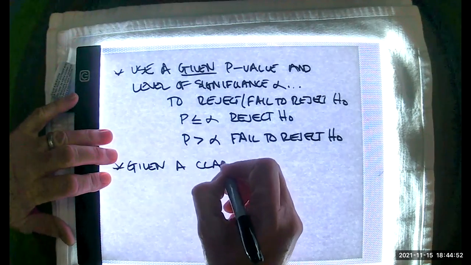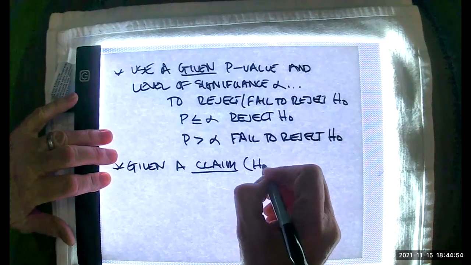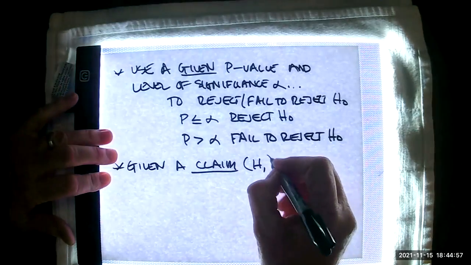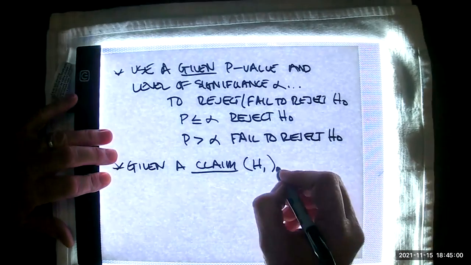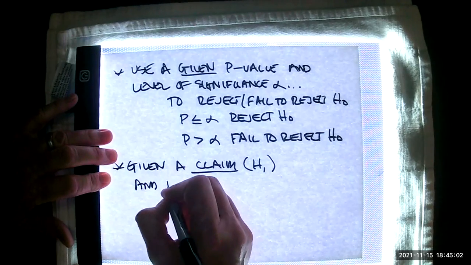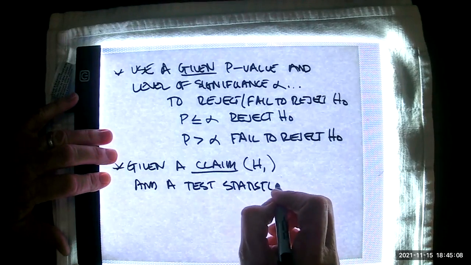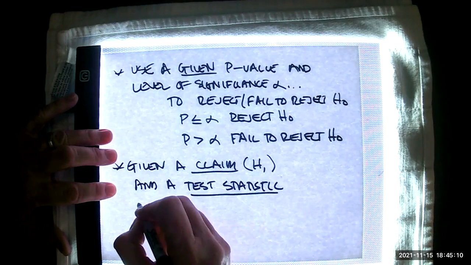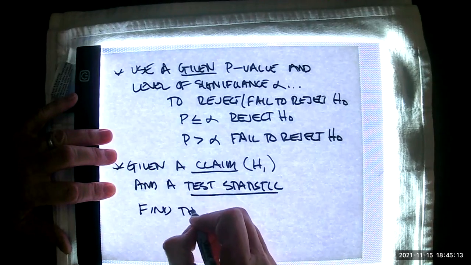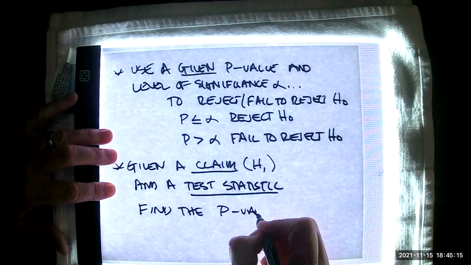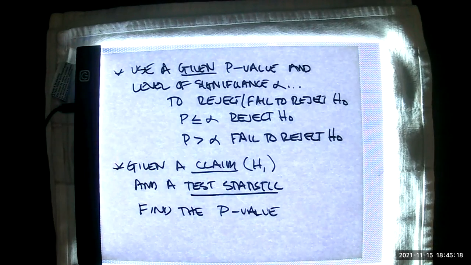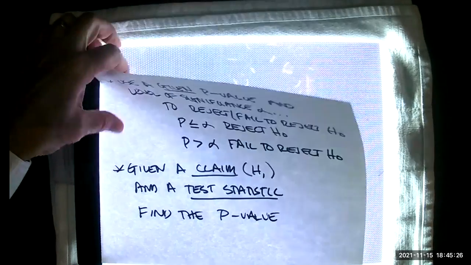Given a claim, specifically you need the alternative claim. So given a claim and a test statistic, I can ask you to find the p-value. So let me run through two examples here, one for each of these, and then we'll finish up with the numerics of 8.1.